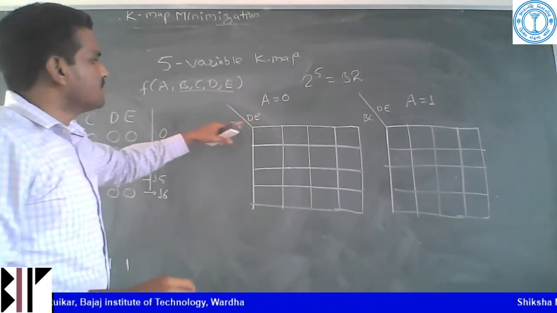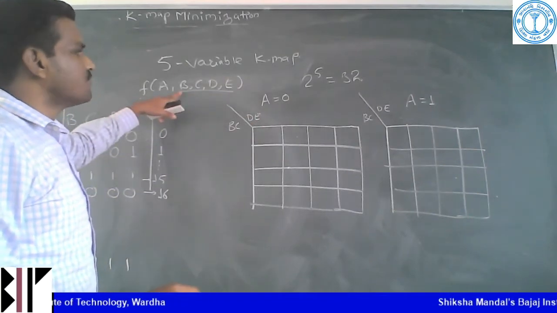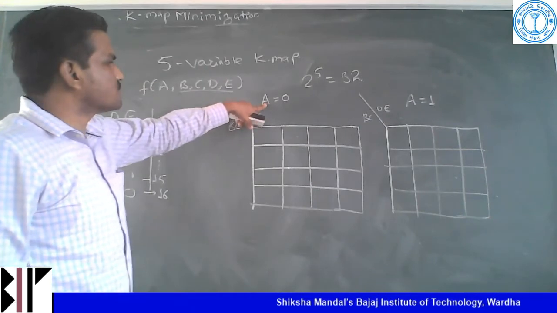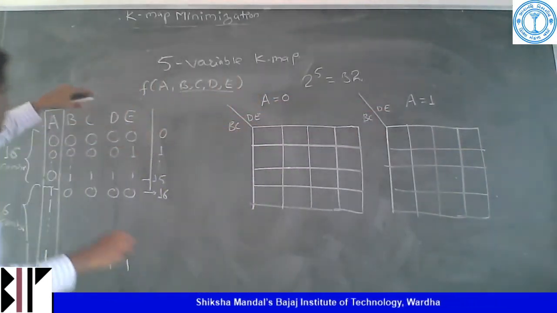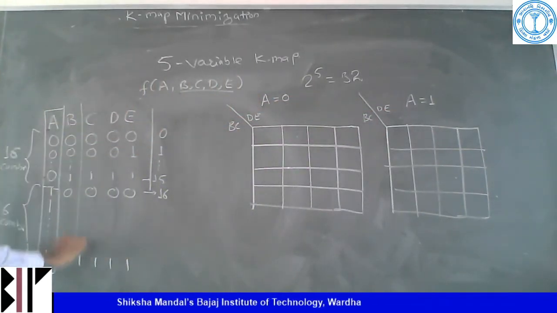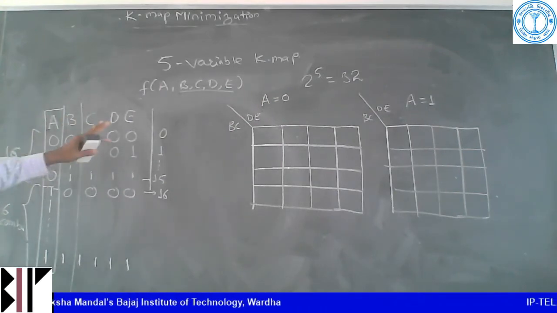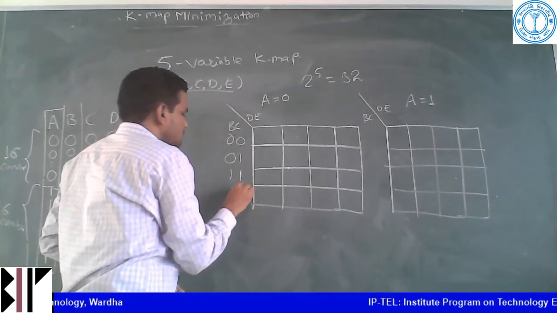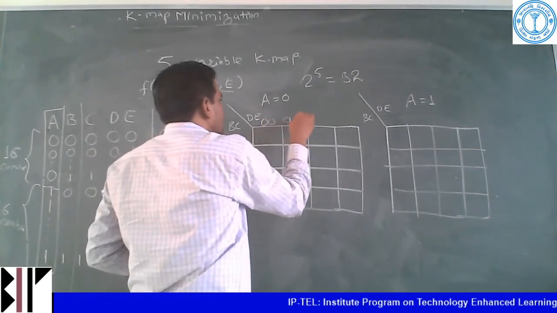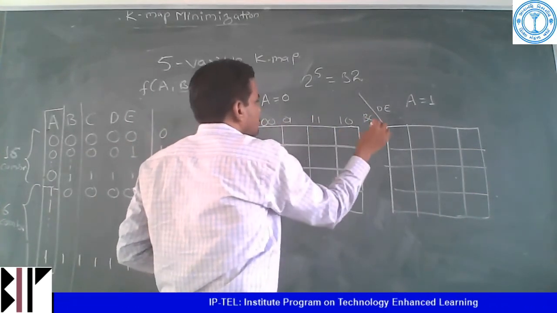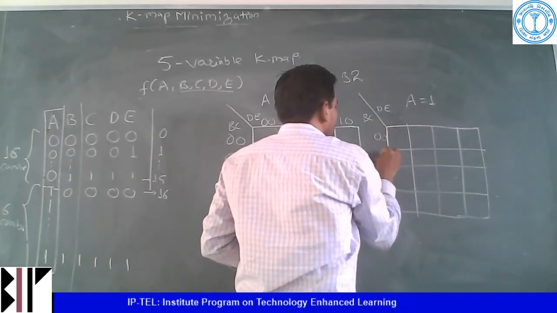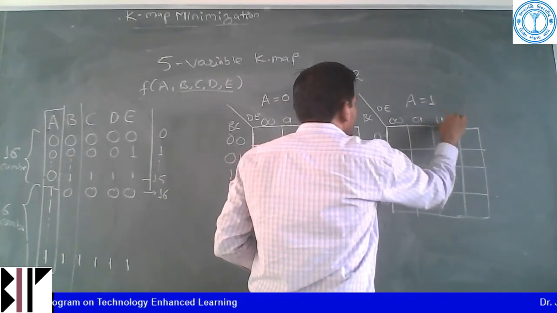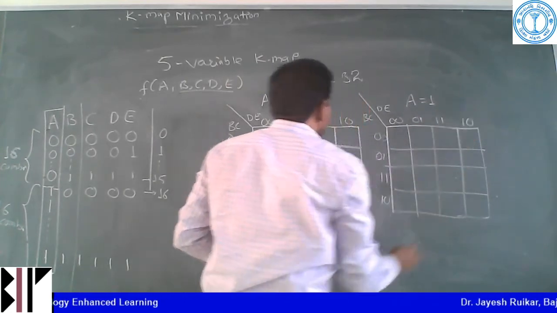So we have to represent 4 variable K-maps. For these 5 variables, two 4 variable K-maps will be there, for A equals 0 and A equals 1. The rest will be the same. What we have to do is, this is 0 0, 0 1, 1 1, 1 0, and 0 0, 0 1, 1 1, 1 0. Similarly, 0 0, 0 1, 1 1, 1 0, 0 0, 0 1, 1 1, 1 0.